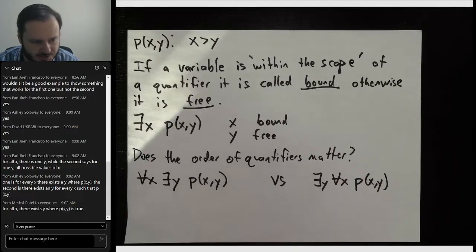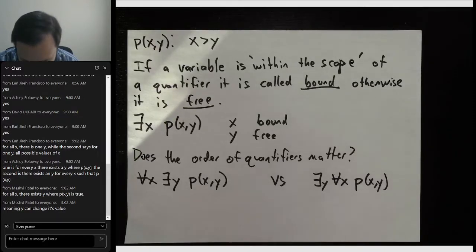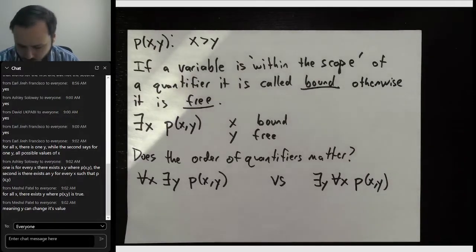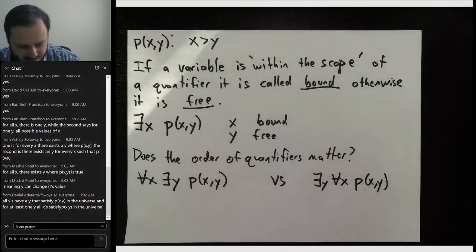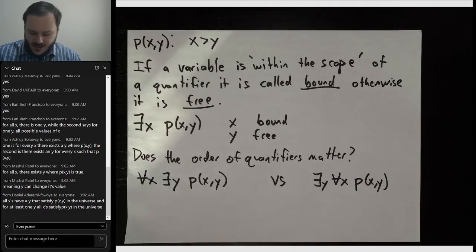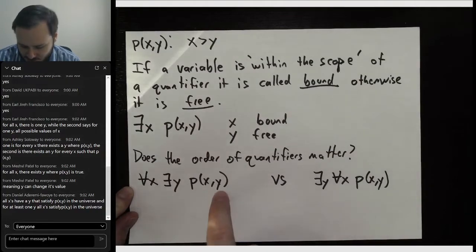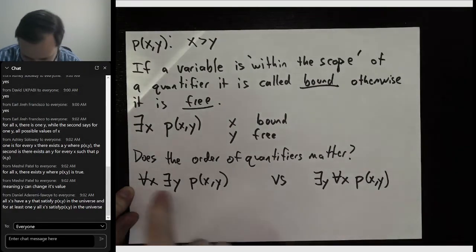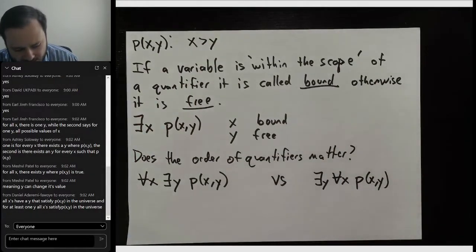Good. So I see some good answers in chat. They're true. They're getting at the idea. I want you to push further. I want you to translate these two statements less directly into English. So this first statement says, for every x, there exists a y such that p of xy. That literally means for every x, there is a y such that x is bigger than y. But what does that mean in a general sense?